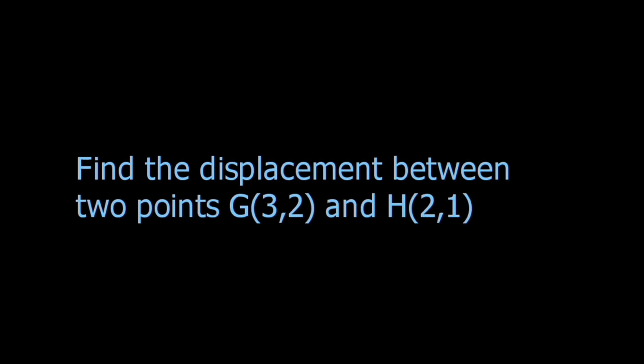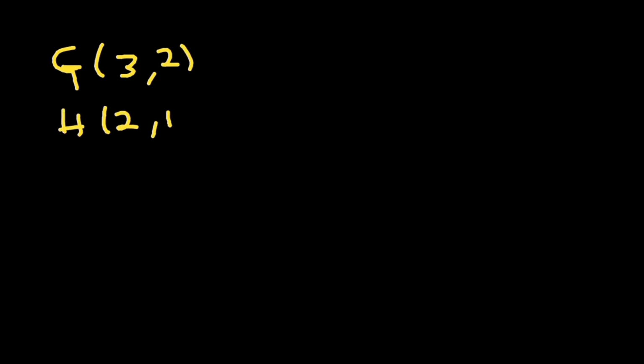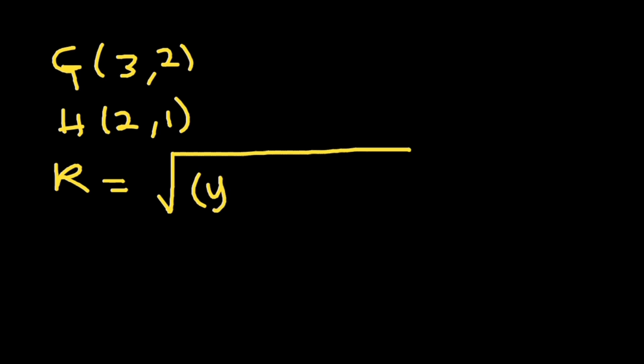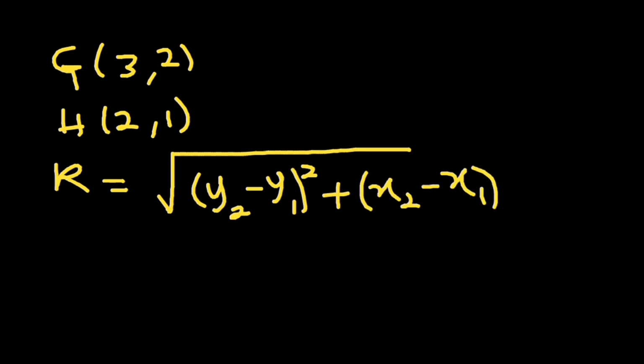Let's consider this particular question. Find the displacement between 2 points G having coordinate (3, 2) and H having coordinate (2, 1). We shall start by identifying the given parameters. We have G coordinates (3, 2) and H coordinates (2, 1). We are told to find the distance r between them, and we recall that r is given by the square root of (y2 minus y1) squared plus (x2 minus x1) squared.